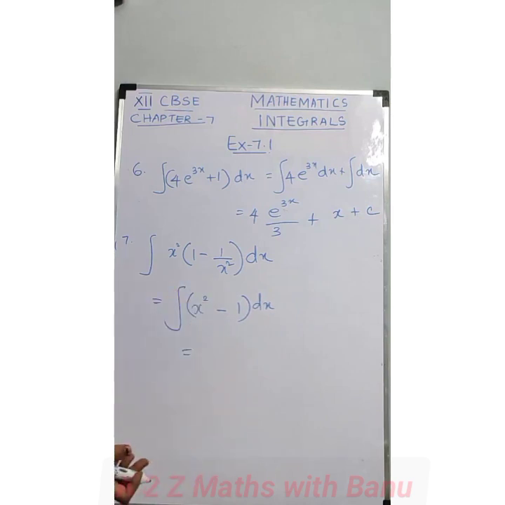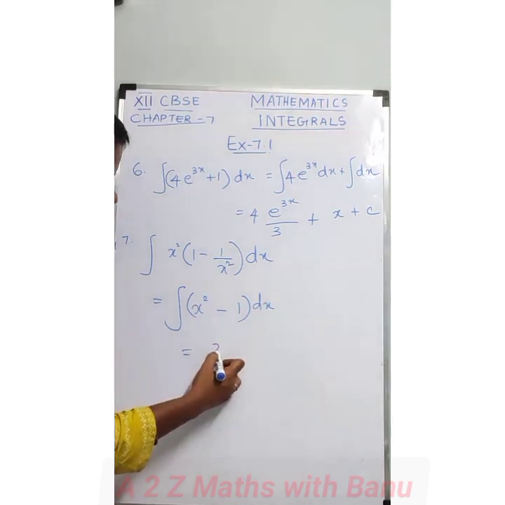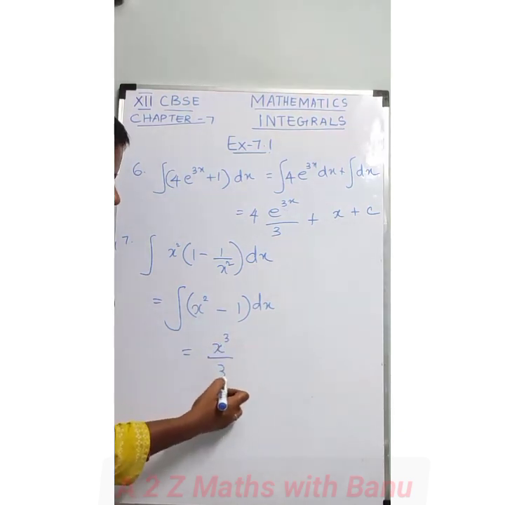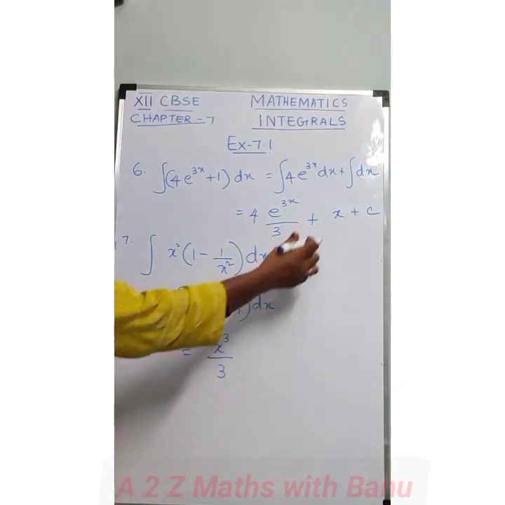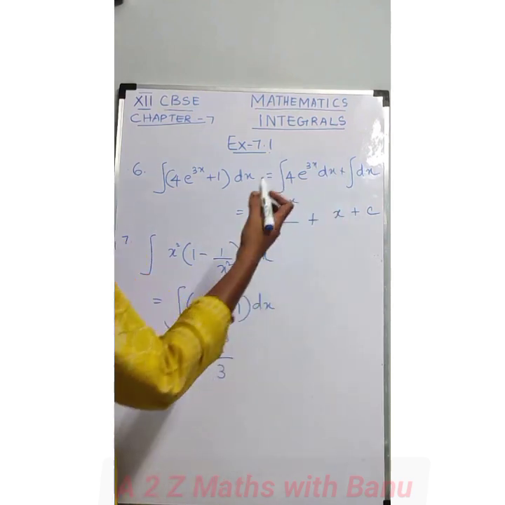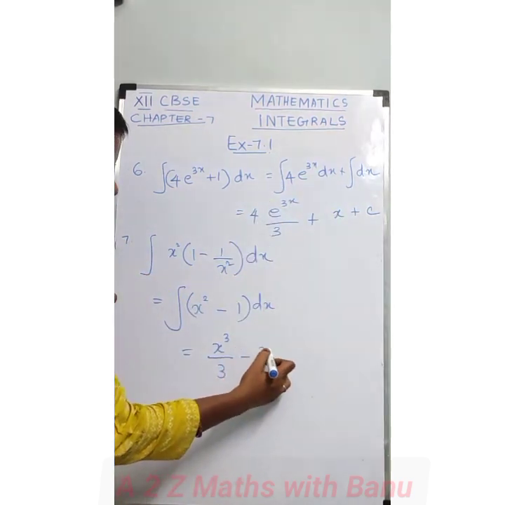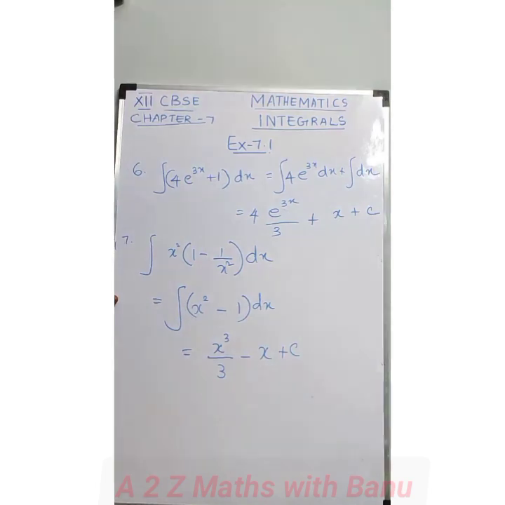The integration of x power n is x power n plus 1 by n plus 1. So the integration of x square is x cube by 3. And we have 1 into dx. The integration of dx is simply x. So we have simply x and then c.